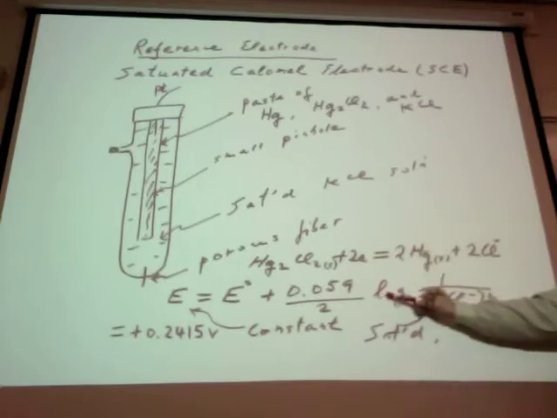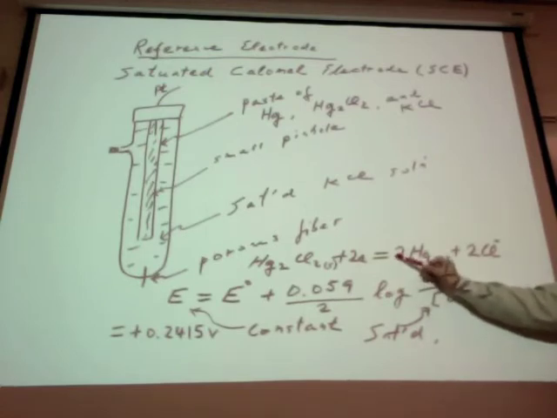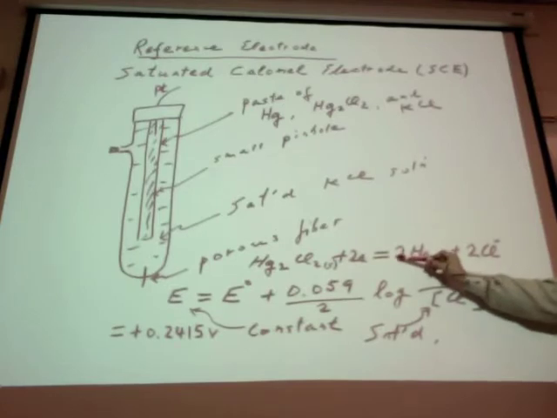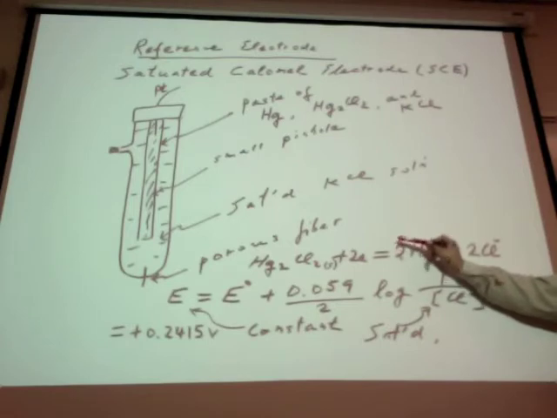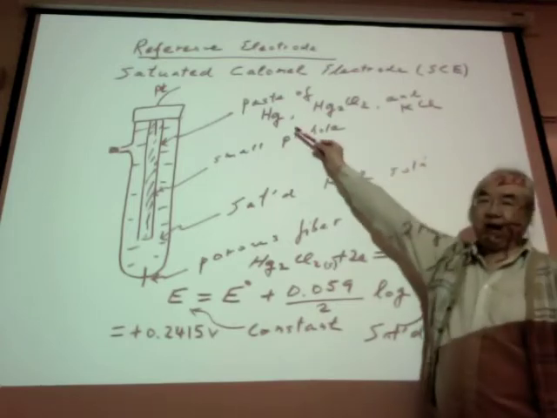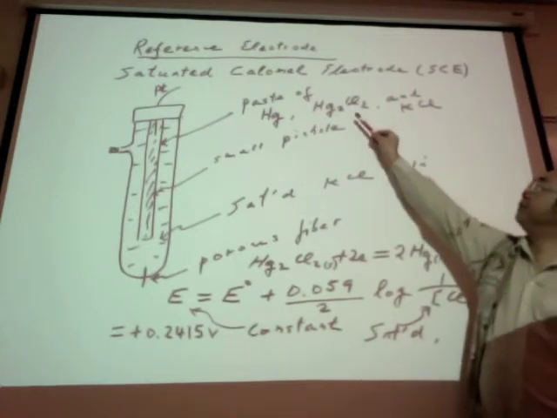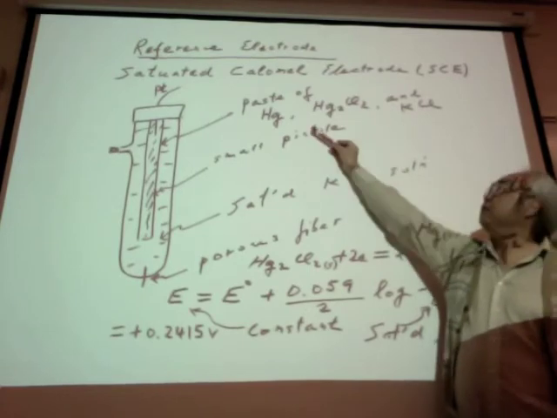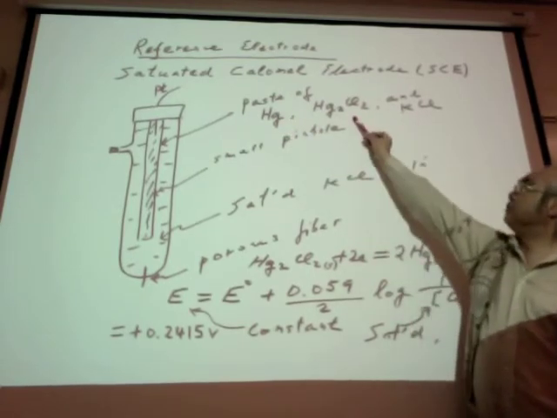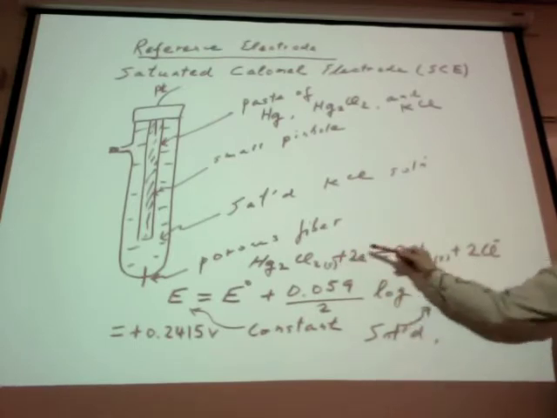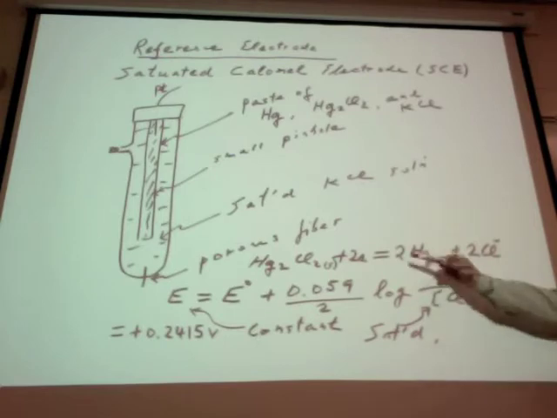Remember this half reaction, the equation. Once you're able to write this half reaction, you can look it up in the potentials table. As long as you remember that when mercury is in touch with KCl, it gives you mercurous chloride, the rest is automatic. Then in the potentials table, you just match the equation. Then you should be able to write the Nernst equation.